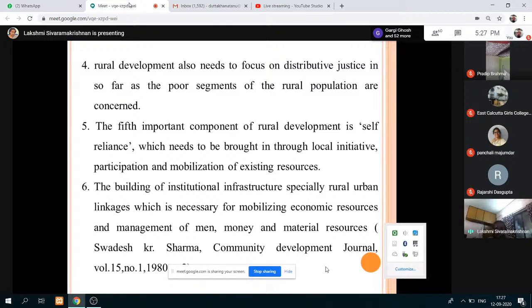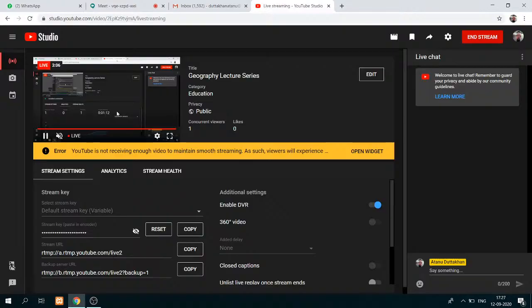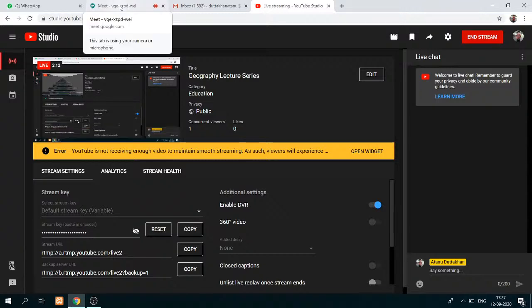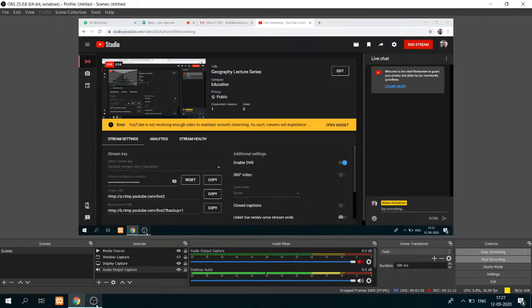Then the fifth and the most important, which we are at present emphasizing, that is self-reliance. And the last very important thing is institutional infrastructure, which is resources, particularly for the management of men, money, and material resources. So now I go on to the rural development in the 5-year plans.